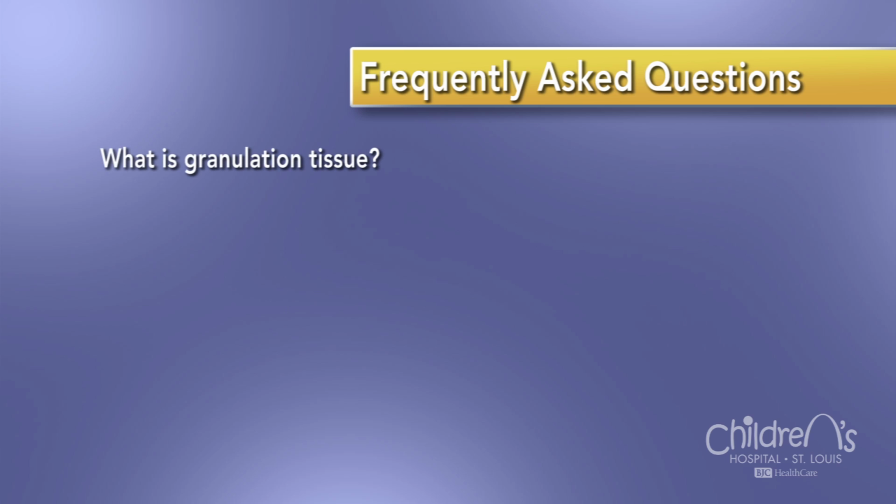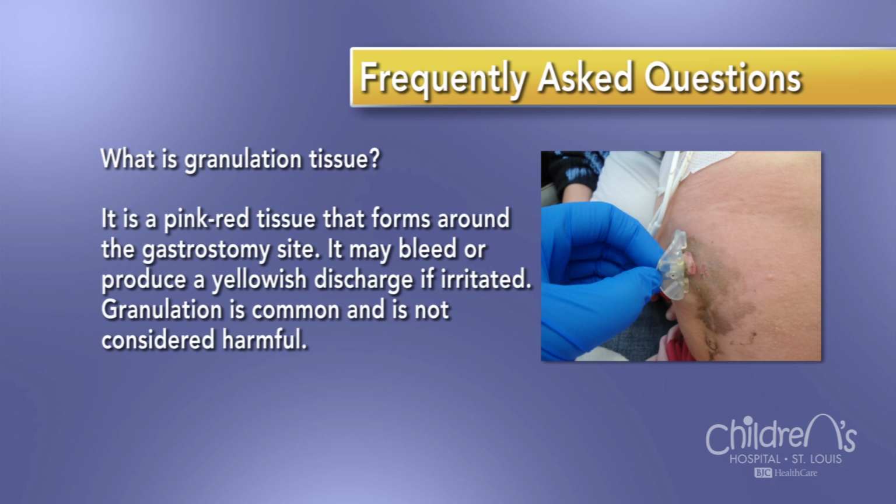What is granulation tissue? This is a tissue that may grow at the opening of the gastrostomy and is a normal occurrence. It is a pink, red color, moist, and looks like the tissue of your cheek on the inside of your mouth. The tissue contains many capillaries or small blood vessels. When it is irritated, it is common for this tissue to bleed. Granulation tissue can also produce a yellow drainage. This is not considered an infection. Granulation tissue is not harmful. Granulation tissue cannot be prevented. Granulation tissue sometimes goes away on its own. However, if it becomes a problem, please contact the surgery office.